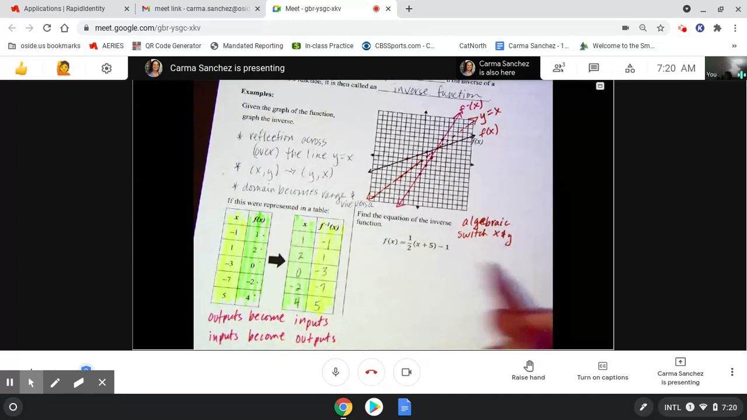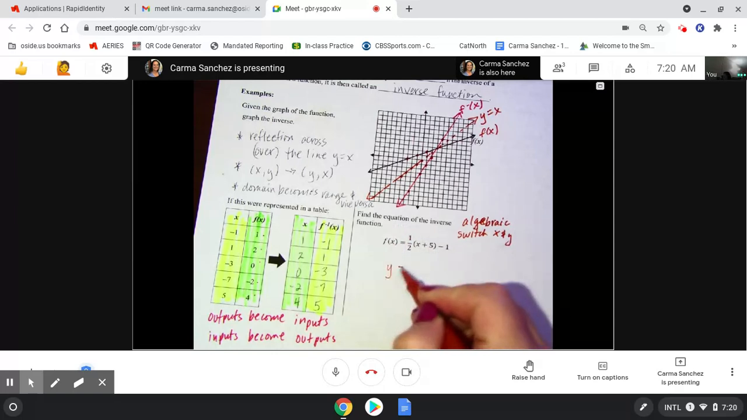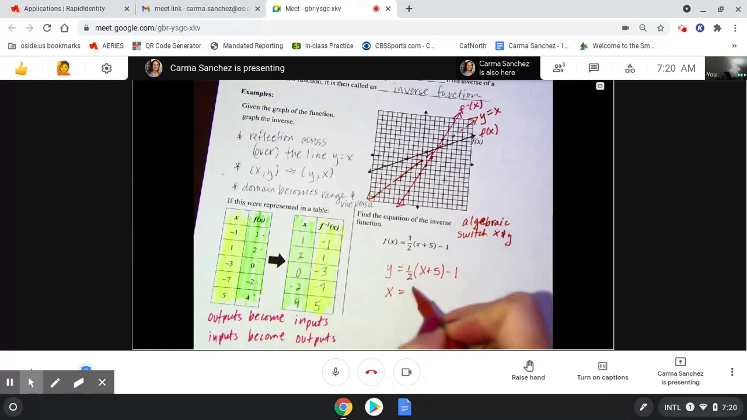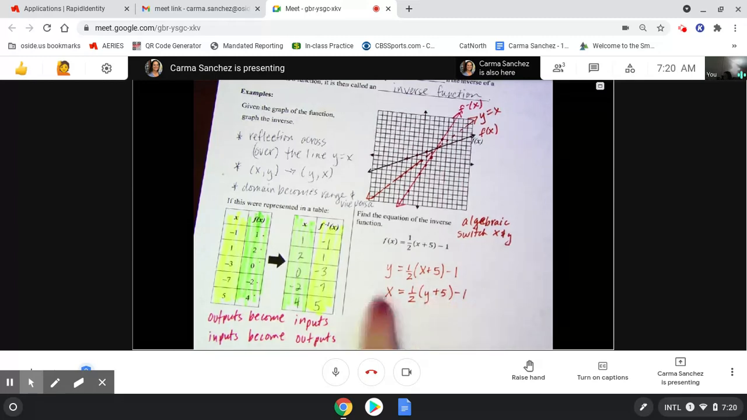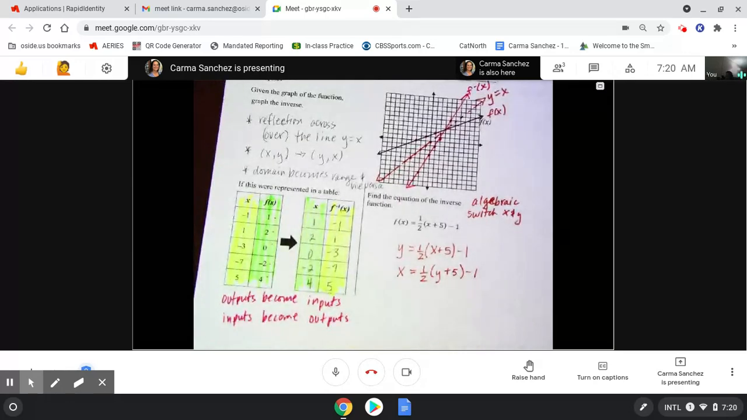Okay, so what we're doing is anywhere that there was a y, we're going to switch it to an x. Anywhere that there was an x, we're going to switch it to a y. So I'm going to make this the x, and I'm going to make this the y. Now we're going to solve for this y. We're going to move everything around to make this still be a y = equation at the end, and that's going to give us the equation of our inverse.